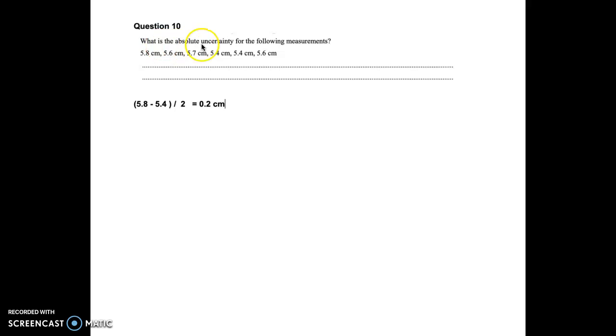Question 10. What is the absolute uncertainty in the following measurements? So now we're going to work out the absolute uncertainty in a range of values, what we call the average uncertainty. So what we do here is we take the largest value and subtract the smallest value from it, divided by 2. So we have the largest value, which is 5.8, and we subtract the smallest value, which is 5.4, and we divide it by 2, which gives us 0.2 centimeters.